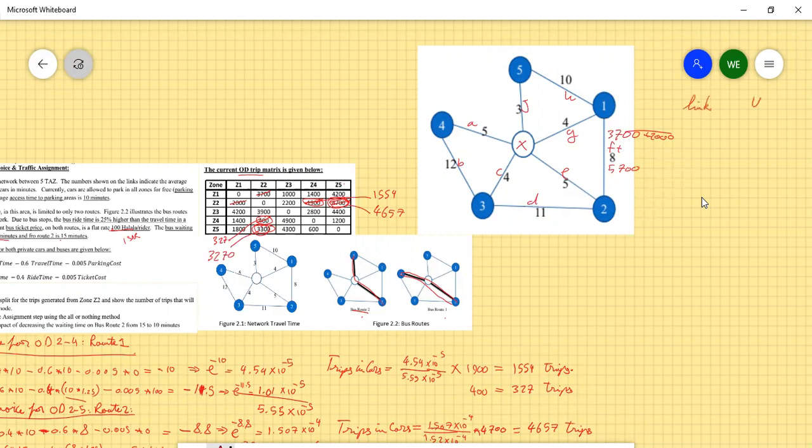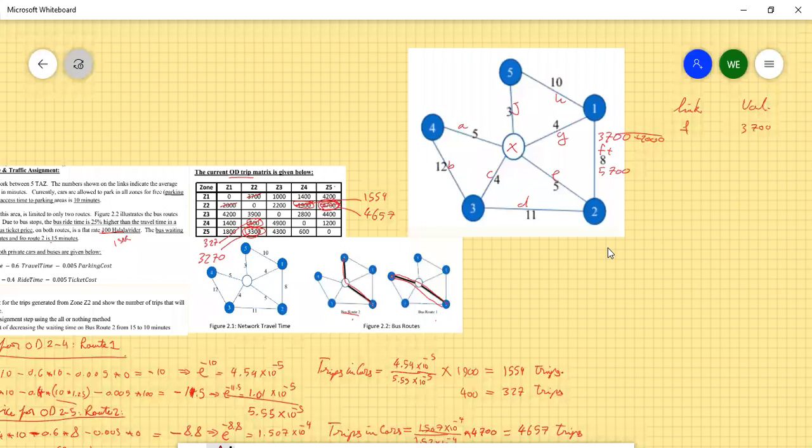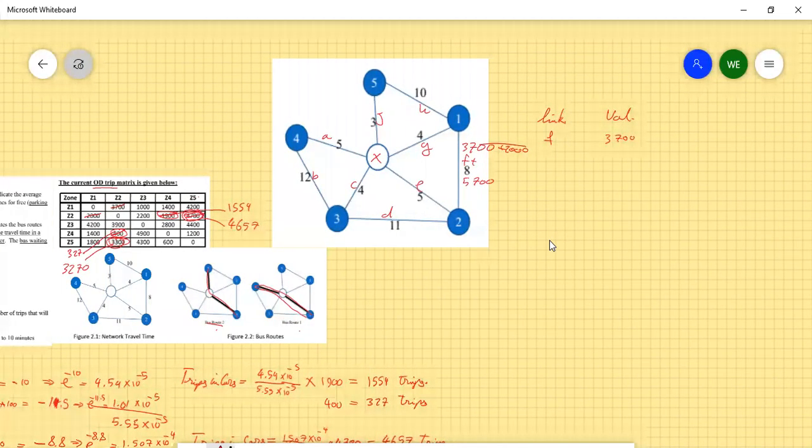And the volumes. So link F, we had volumes 3700 plus 2000. Let me just reorganize this. We have link A, B, C, D, E, F, G, H, and J. So this is link F. So we have 3700 plus 2000.